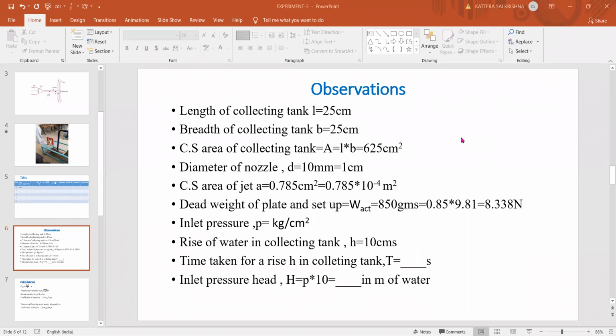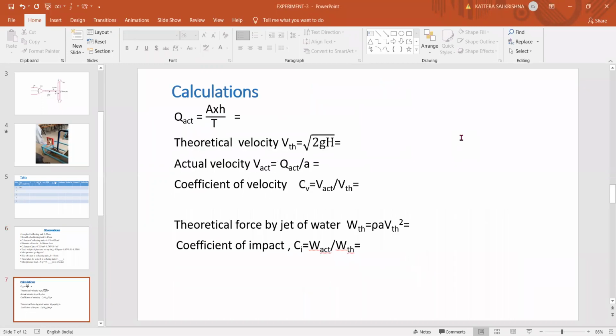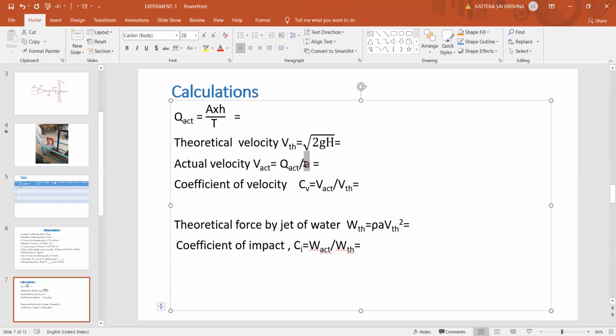Okay, can I go for the next slide? So next we need the calculation of these parts. We already know Q actual, that is A into H by T. After that we have theoretical velocity V theoretical equal to under root of 2GH. Actual velocity V actual equal to Q actual by A, where A is the cross-sectional area of the jet. Next, coefficient of velocity CV equal to V actual by V theoretical.